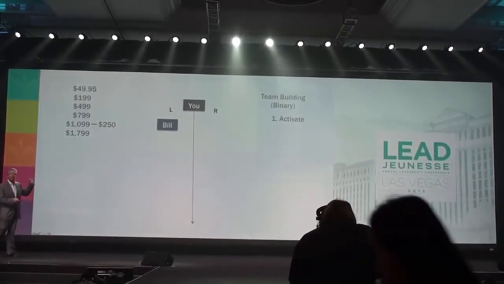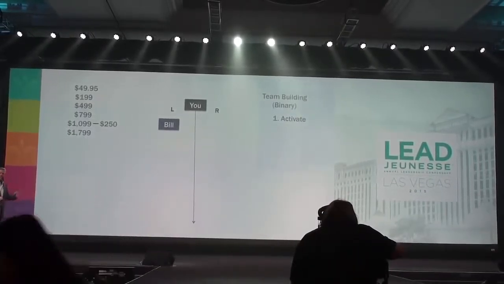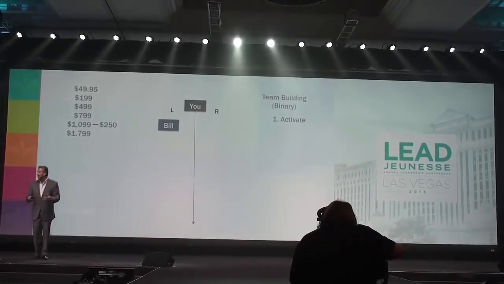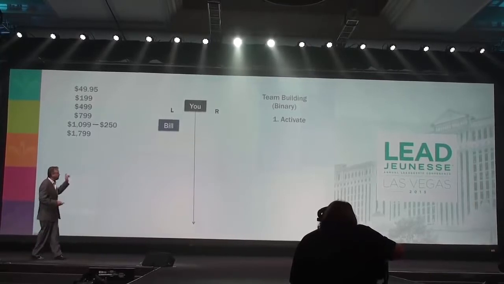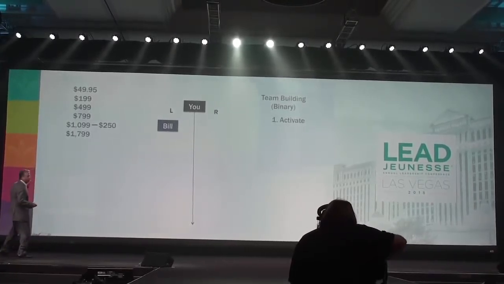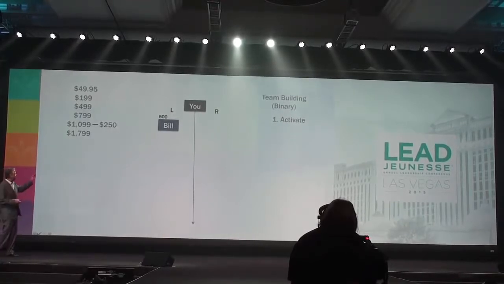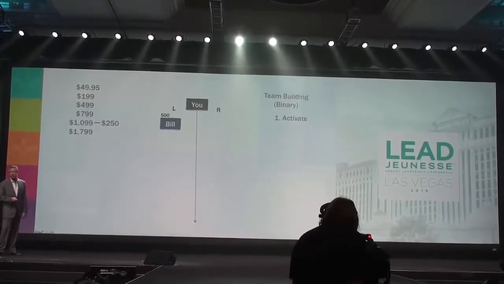Now, each product package has a point value attached to it. They use those points to calculate your team commissions. That particular package carries a 500-point value, so the company places that in the tree on your left side.